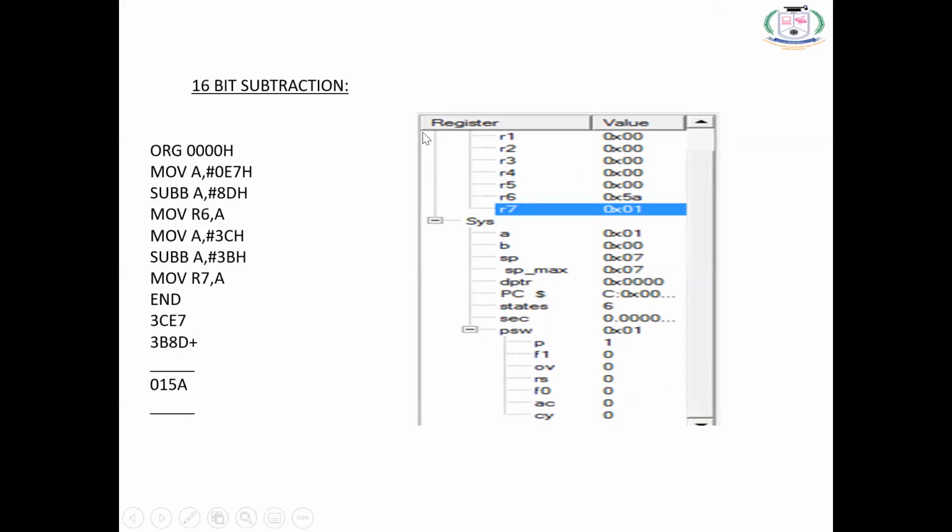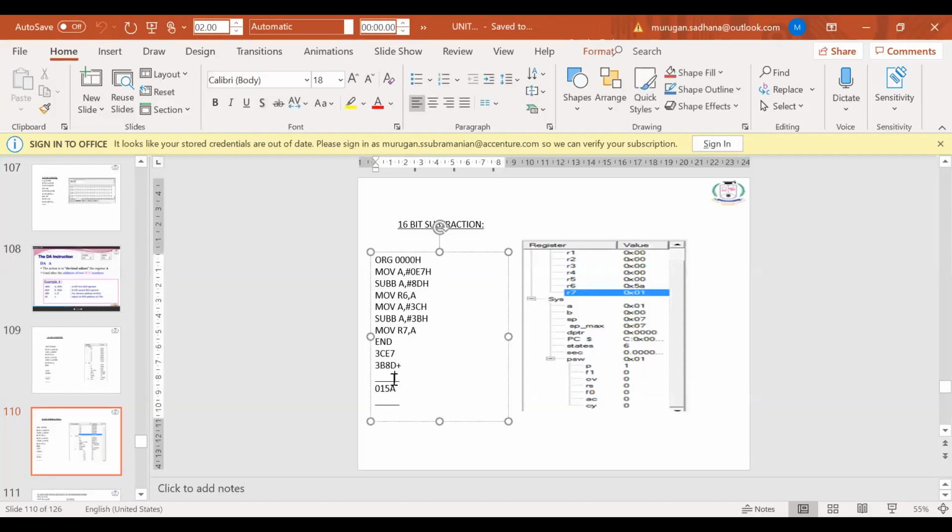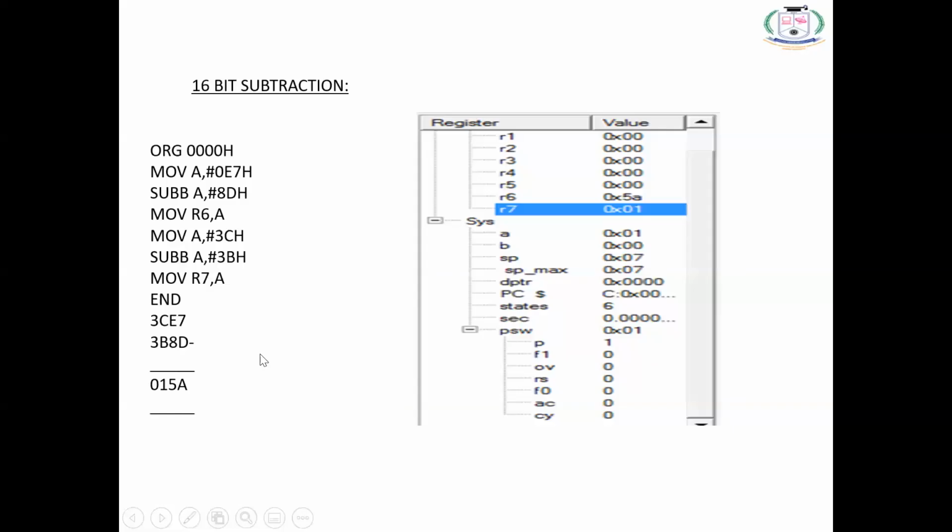So 16-bit subtraction means again, this is minus, not plus. Here 3C E7 minus 3B 8D. I'm subtracting this number. We all know subtraction is subtract with borrow only. That is the only instruction, so SUBB you only have to put. So E7 minus 8D I have to subtract first. After subtracting, if the borrow flag or carry flag is set, automatically it will be taken, or else it won't. In the first case the borrow flag will not be set, so there is no problem.